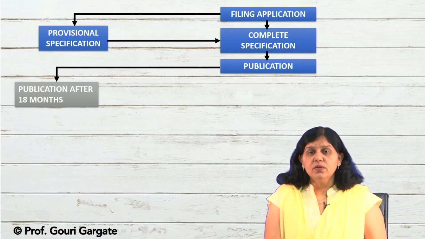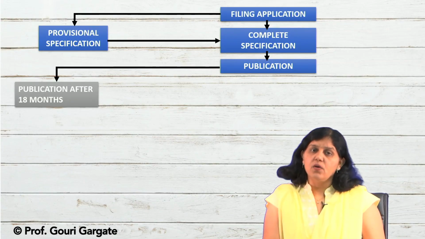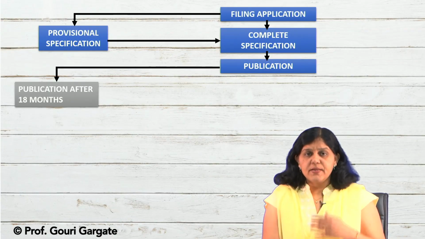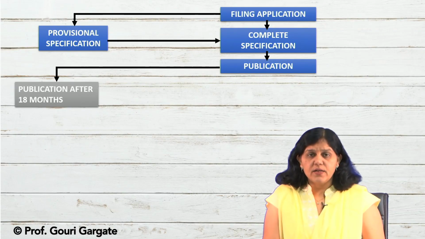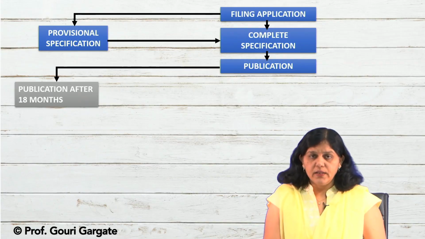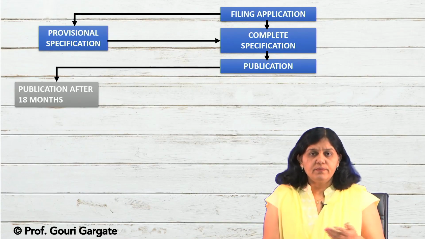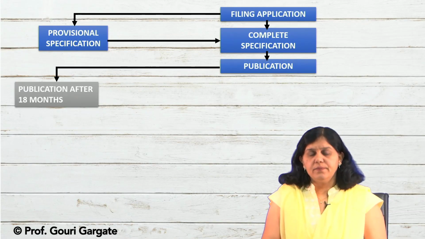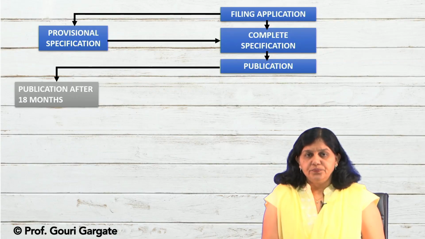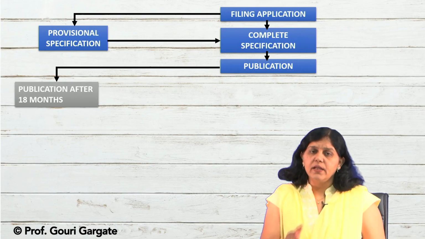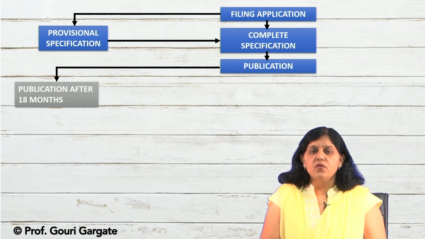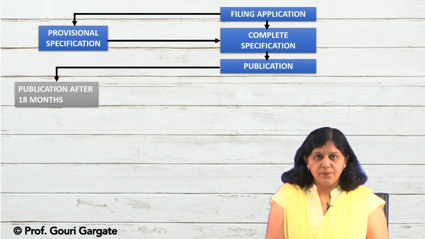This filing also anyone can do physically or online. For that express publication request, you can file the form online, pay the fees online, and then your patent will be published before 18 months. Again, you have to follow the jurisdiction. Wherever you have filed the patent, in that patent office only you have to give that request.